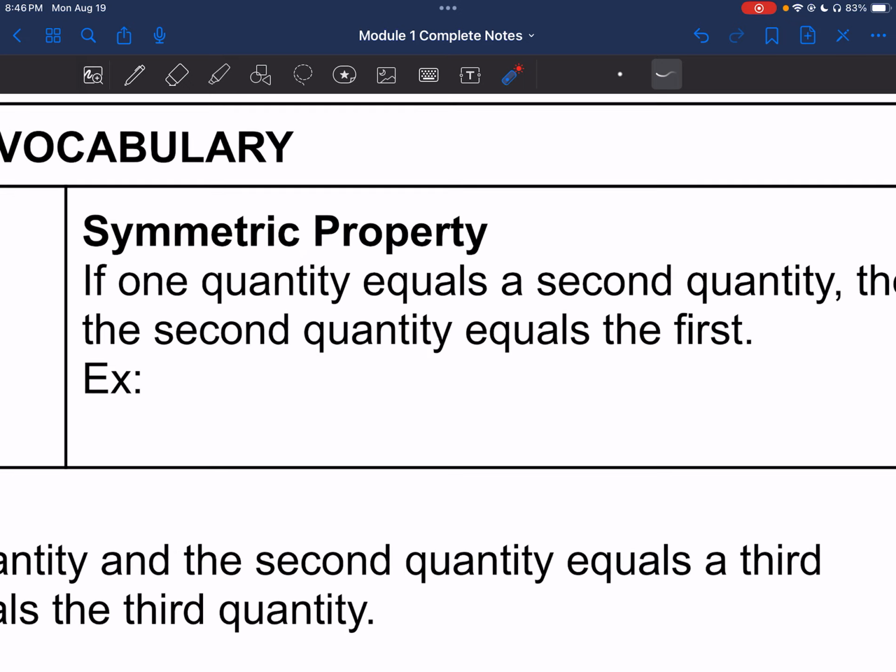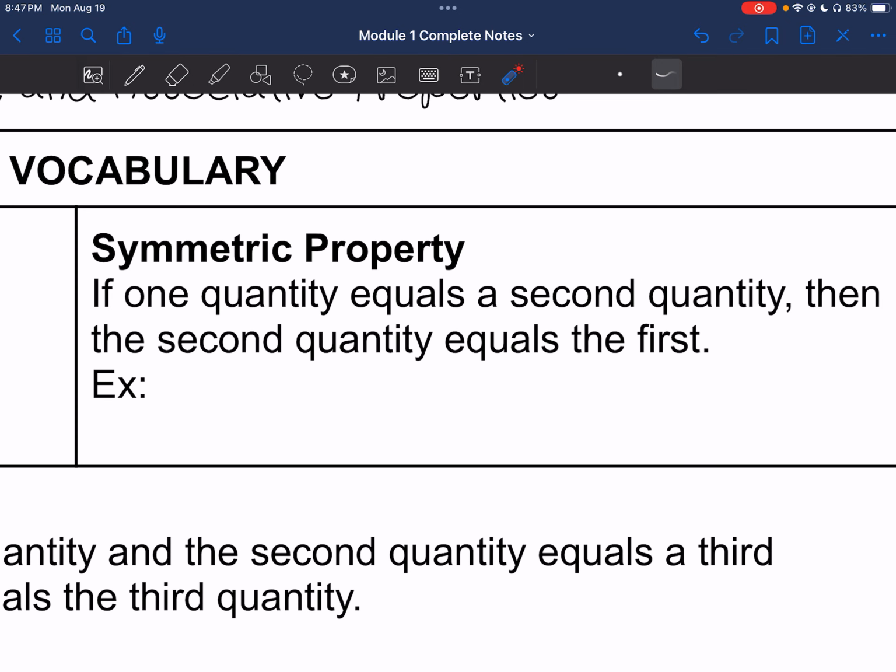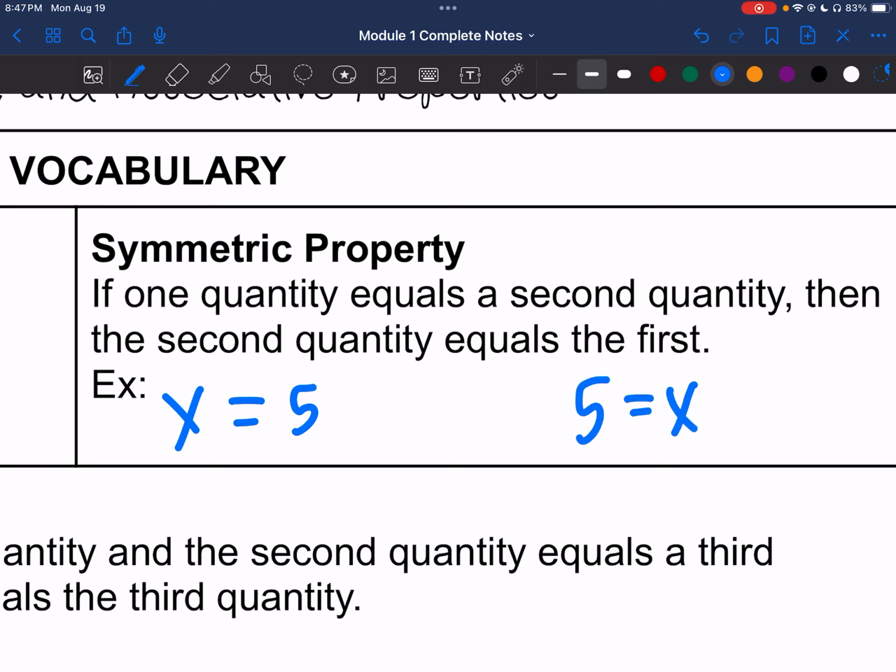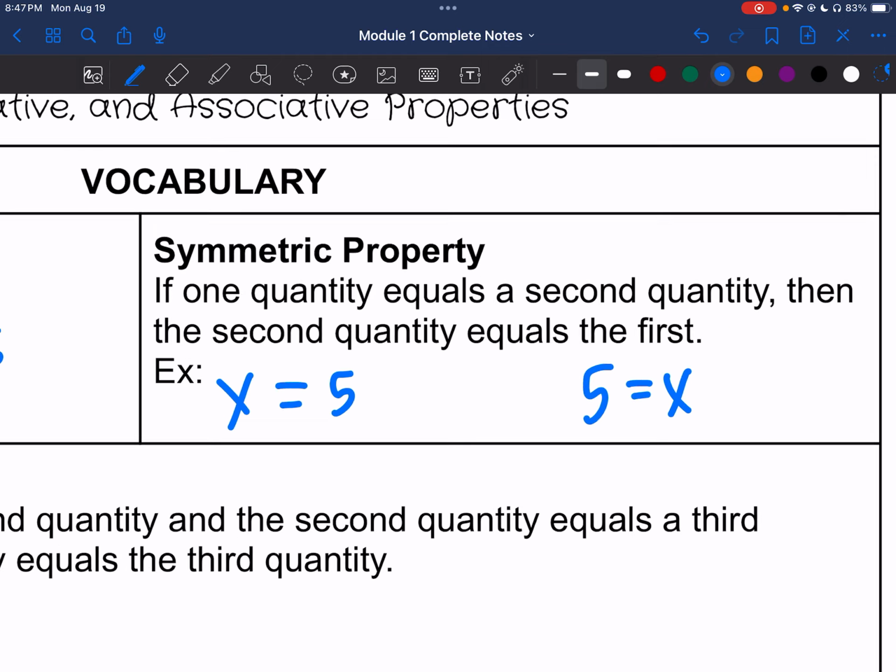Now, the symmetric property is just a way of rewriting things. So if one quantity equals a second quantity, then the second quantity equals the first. So for example, if we have x is equal to 5, we can also say that 5 is equal to x in that situation. So when we solve an equation, we get a variable on one side. It really doesn't matter which side the variable is on, as long as you have a variable equal to a value. And that is what we're going to be looking for.